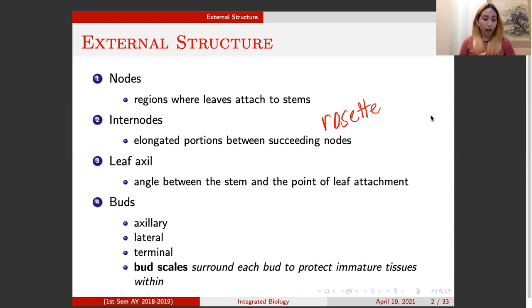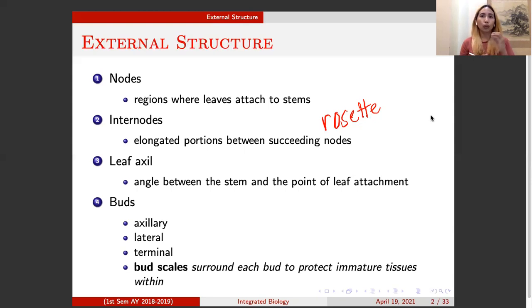Leaf axil is basically just the angle between the stem and the point of leaf attachment, as stated there. I will show that in the figure to follow. And then we have the different types of buds. These are all buds. Basically, they are young, immature tissue that will give rise to either a leaf or a flower.